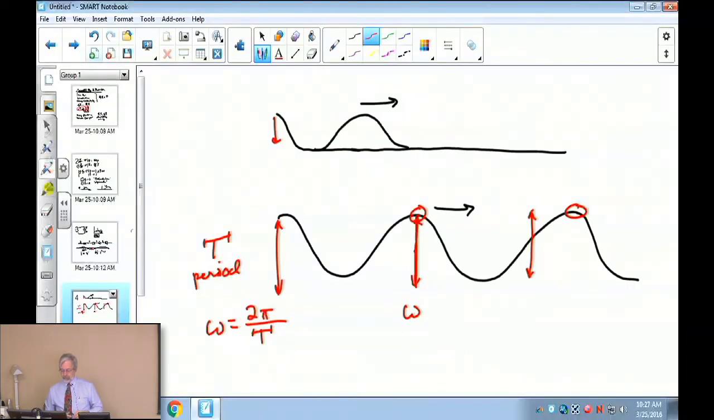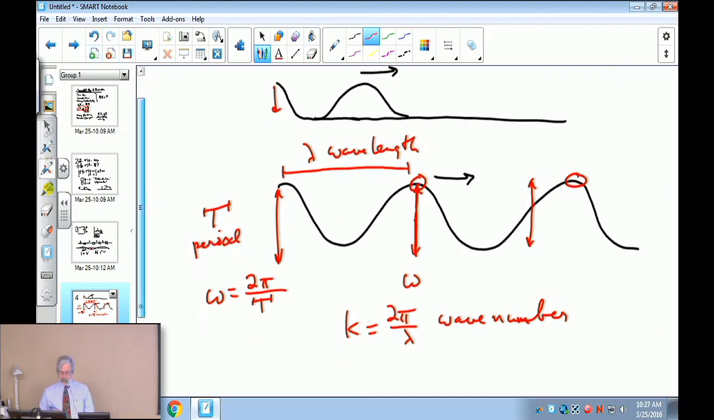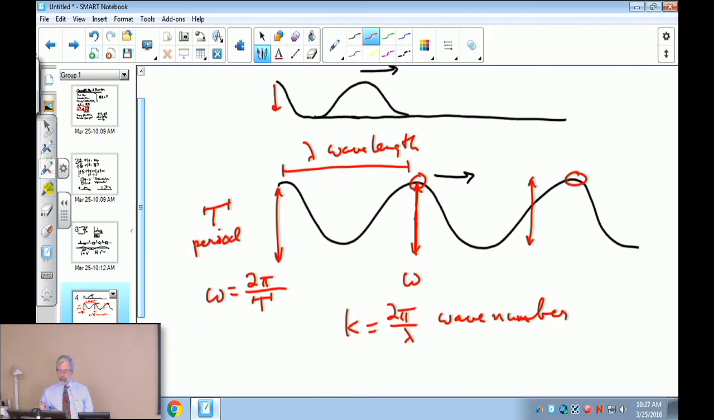So the other thing that characterizes this behavior is the wavelength, which is the distance, the periodicity, between the crests. And just like there is this wavelength, we have this thing called wave number, which is 2 pi over the wavelength. This is called wave number. So the period and the wavelength are related to each other in the same way.